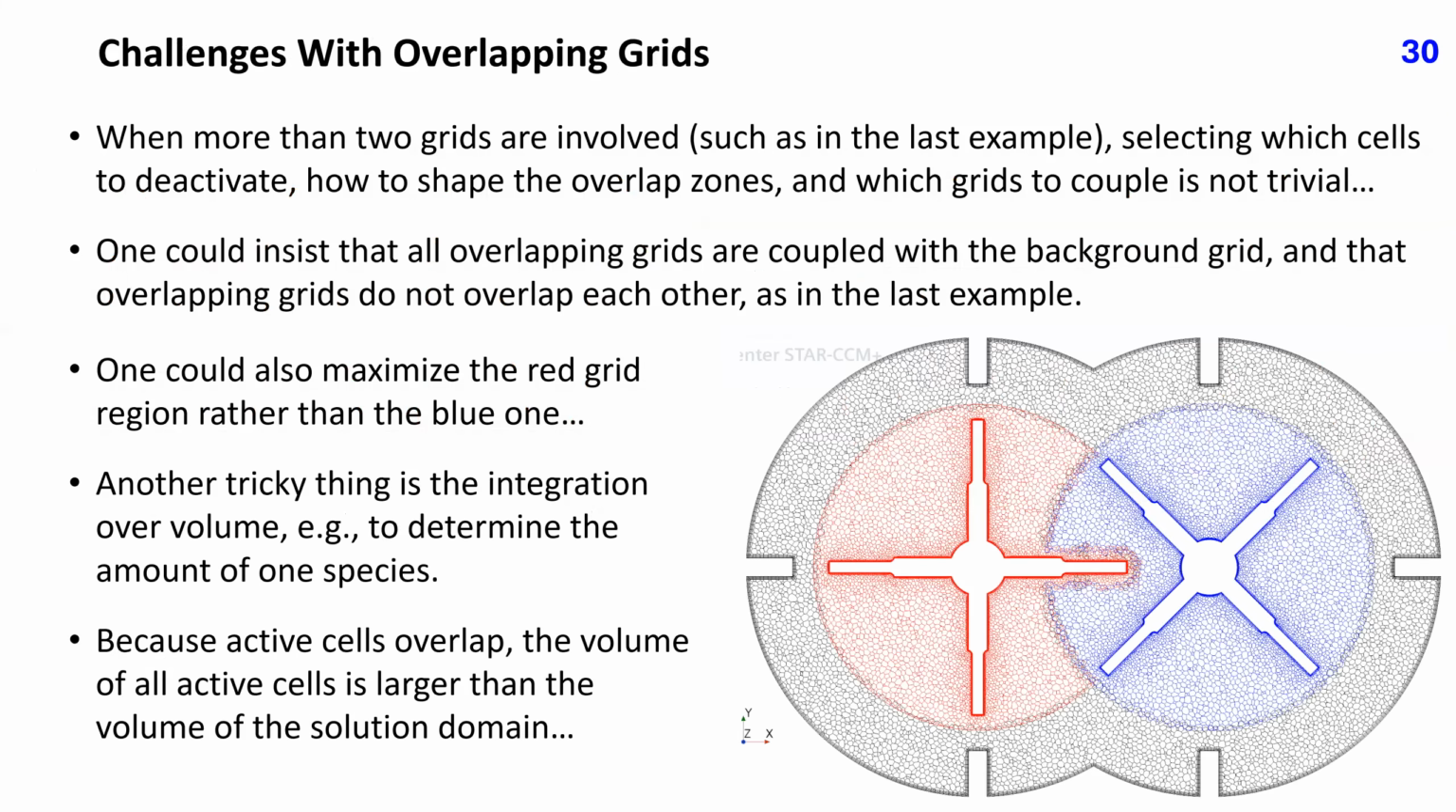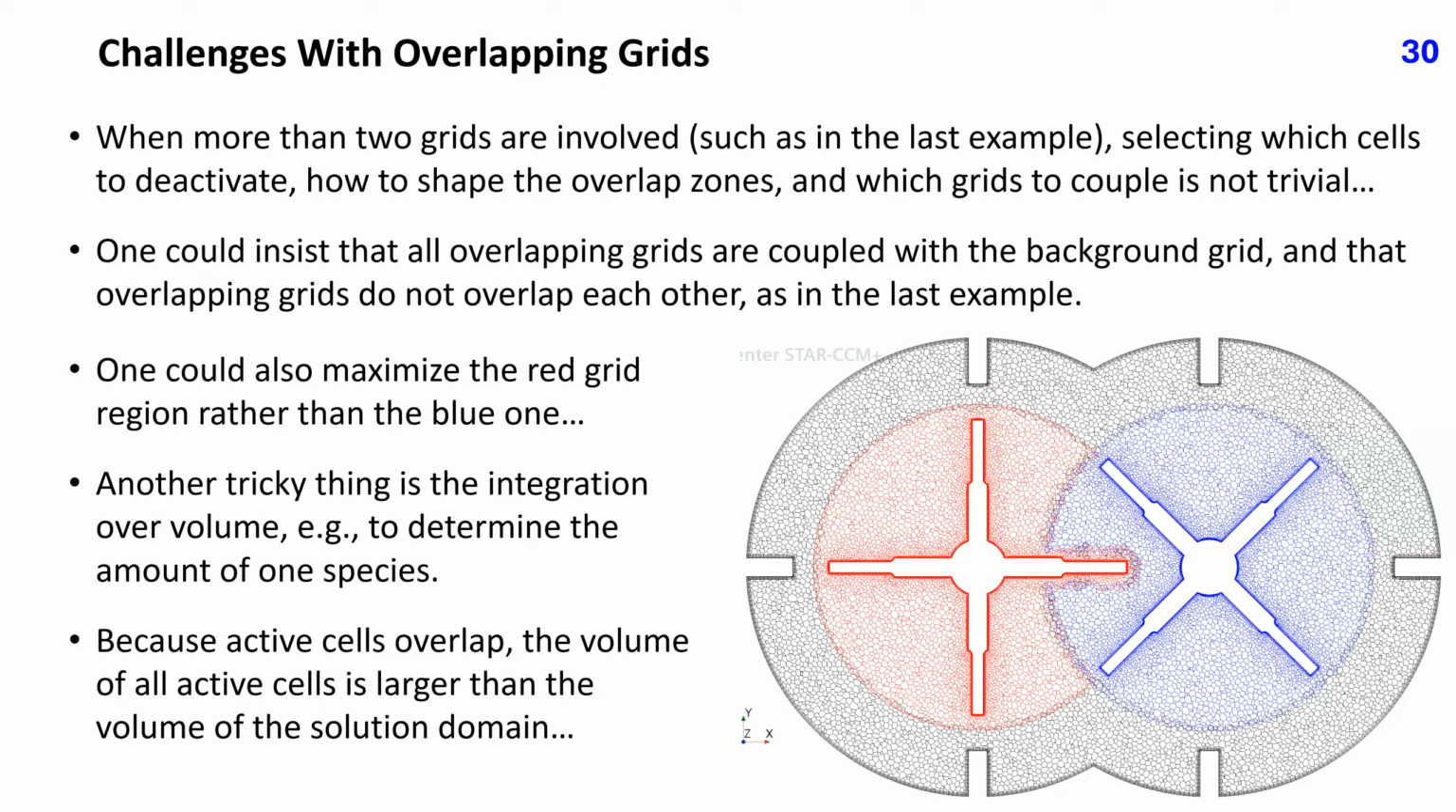Let us briefly discuss the main challenges associated with overlapping grids for programmers of CFD codes. When more than two grids are involved, such as in the last example, selecting which cells to deactivate, how to shape the overlap zones, and which grids to couple is not trivial. There are no equations or other solid rules to follow. Programmers must select one of the many options, which is usually justified by trials from numerical experiments.